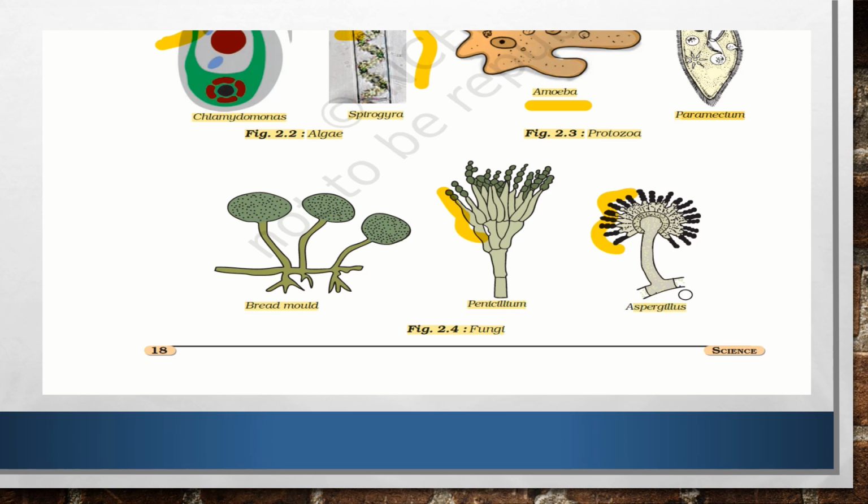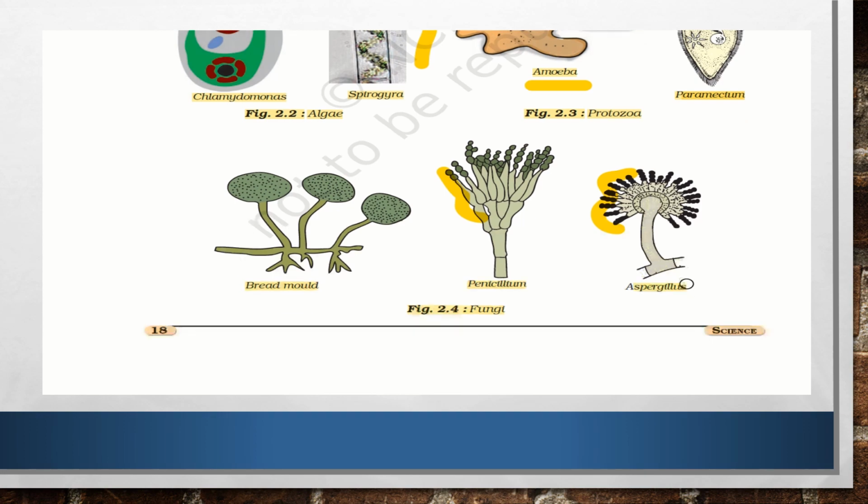Except yeast, all fungi are multicellular. Only yeast is unicellular. And except mushroom, all fungi are microscopic. Mushroom is also a fungus, but it is not at all microscopic. We can see it with our naked eye.